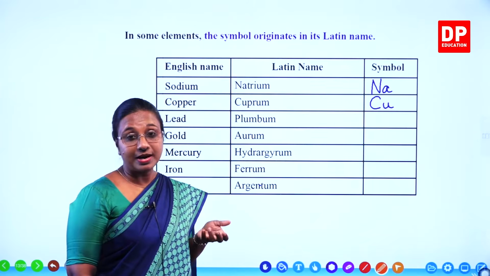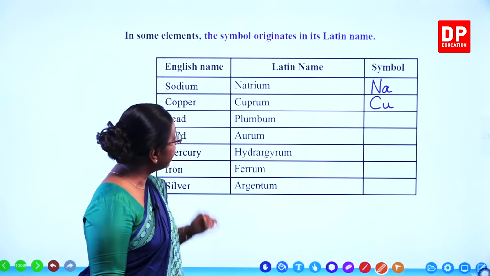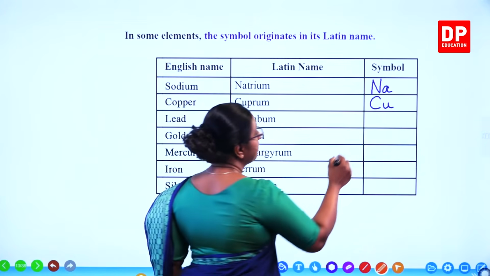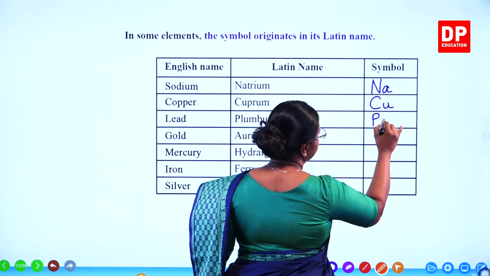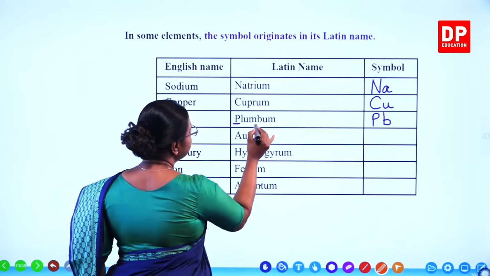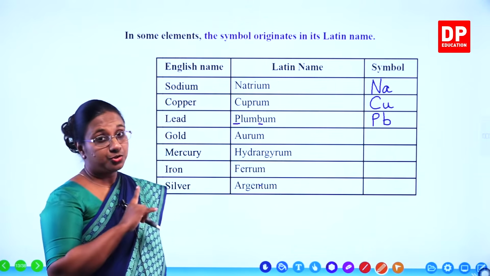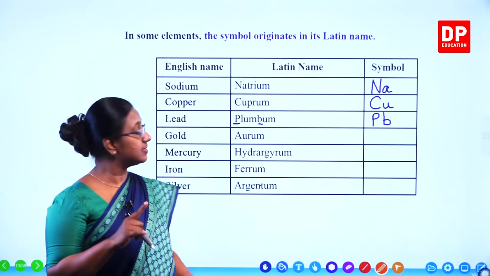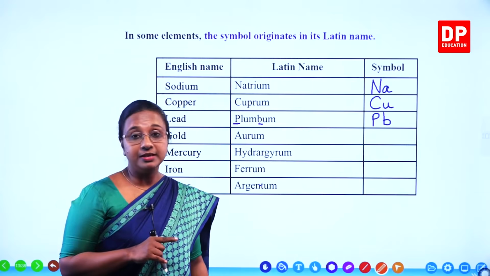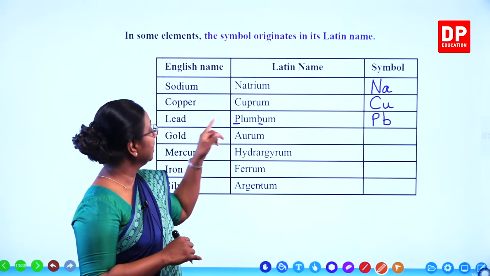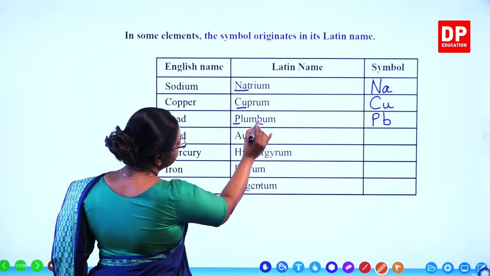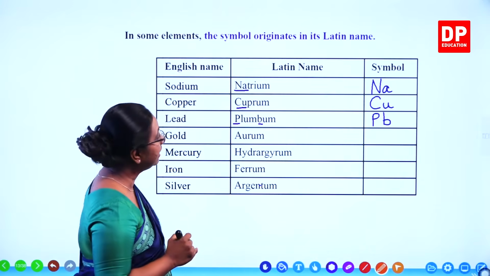Then lead. You know what lead is? Again a metal. And that is called plumbum in Latin. So, because it is plumbum, we use capital P and simple B. Plumbum. So, here it is the first letter and this letter. I told you all before, in addition to the first letter, it can be either the second letter or any other letter from the name. So, plumbum, Pb. In these two, they have taken the first 2 letters. But here it is the first letter and this letter B.